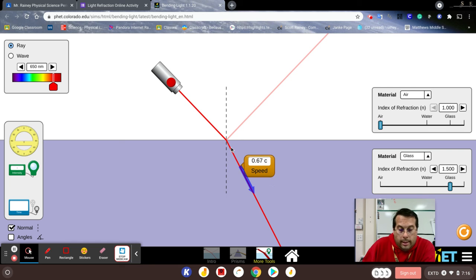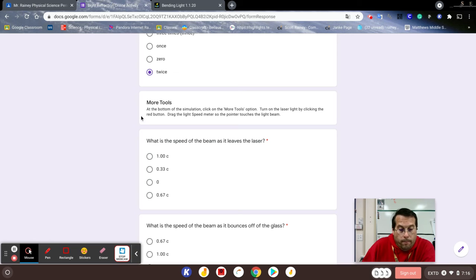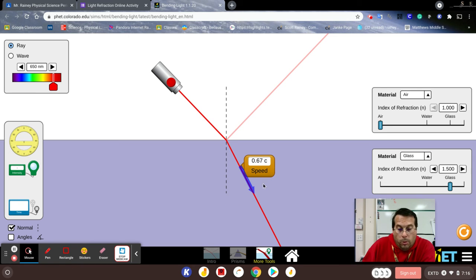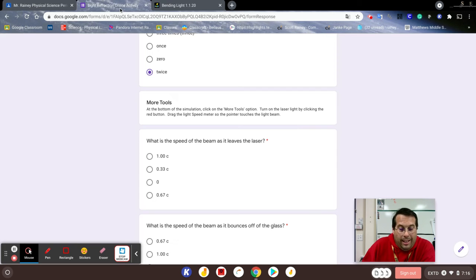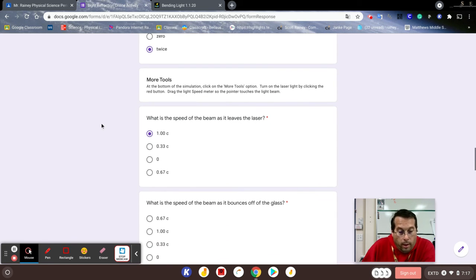Now, what we notice is as it hits the water, it's going to slow down as we would expect because the water is more dense. What we see is that this new speed is about 0.67 C. Oh, I'm sorry. As it leaves the laser, it's the speed of light, which is 1 C. C is actually a representative value for the speed of light, as in Einstein's E equals mc squared. The C stands for the speed of light, which you learned today.